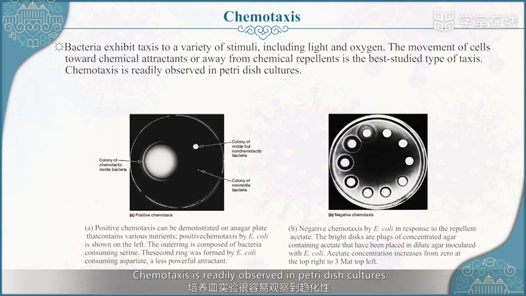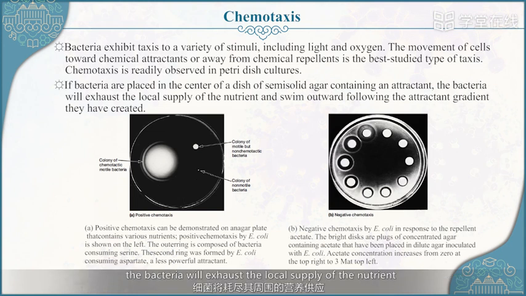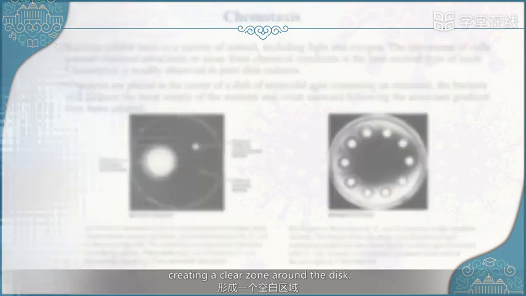Chemotaxis is readily observed in Petri dish cultures. If bacteria are placed in the center of a dish of semi-solid agar containing an attractant, the bacteria will exhaust the local supply of the nutrient and swim outward following the attractant gradient they have created. As Figure A shows, the result is an expanding ring of bacteria. As Figure B shows, when a disk of repellent is placed in a Petri dish of semi-solid agar, the bacteria will swim away from the repellent, creating a clear zone around the disk.